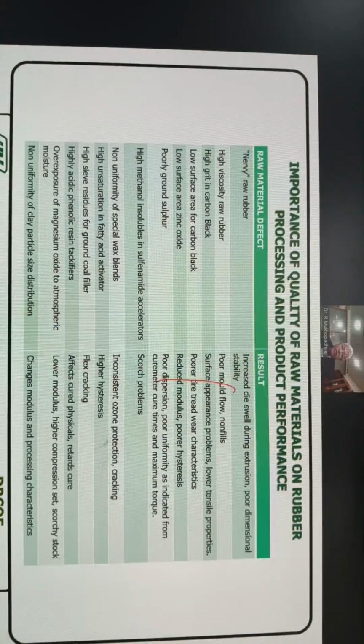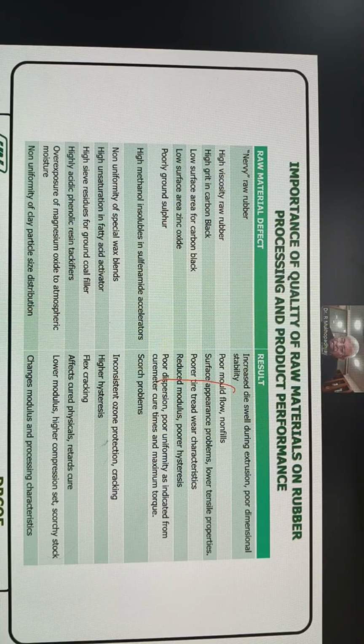Then also you have to consider how the raw material gives different problems in the compounding. If the rubber is nervy, then die swell increases. If high viscosity rubber, poor mold flow. High grit carbon black, poor surface appearance, and lower tensile stress and property. Low surface area of the carbon black, poor tread wear. Low surface area of zinc oxide reduces the modulus and increases hysteresis. And poorly ground sulfur gives poor dispersion, poor uniformity, a lot of blisters, blow time, and so on.